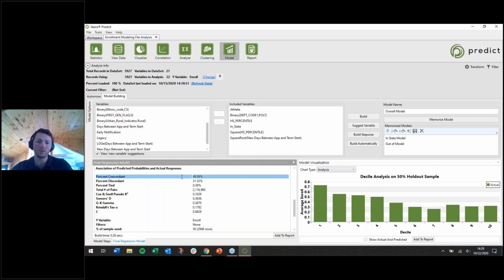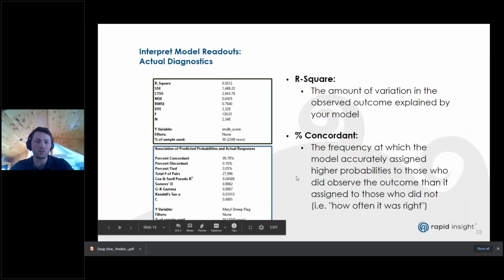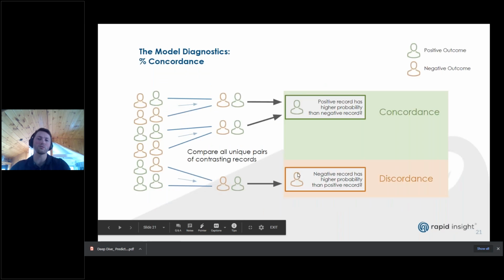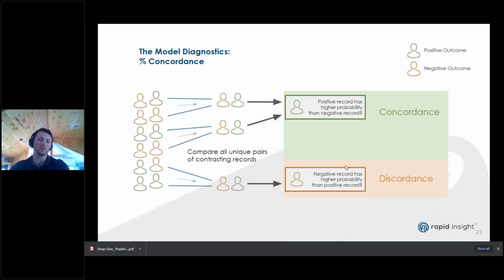This is a very useful metric, especially when you're trying to compare multiple models that are used for similar purposes. So this 68% that you're seeing here is indicating that 68% of the time, whenever there were differing records, the model picked the record that did enroll as being more likely to enroll. Shouldn't surprise anybody. Oh, I already showed you this anyway, but this is also supported through this diagram.